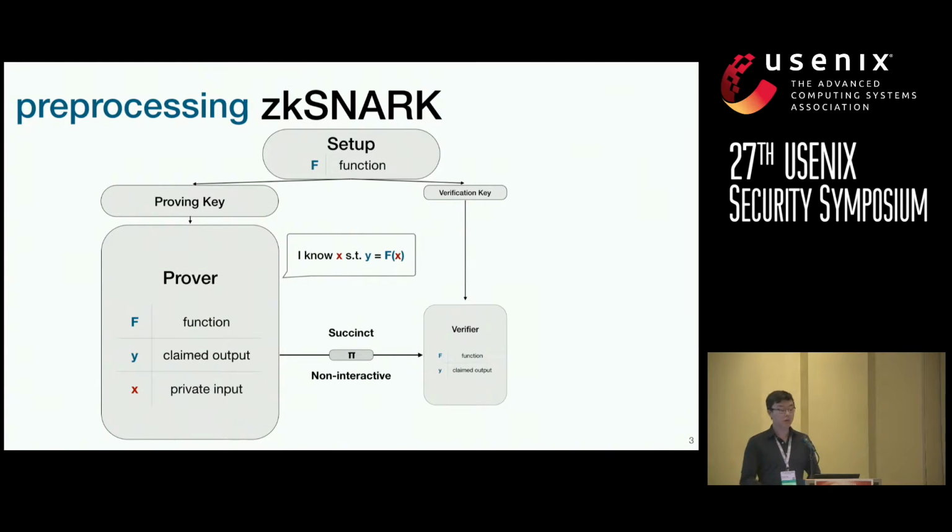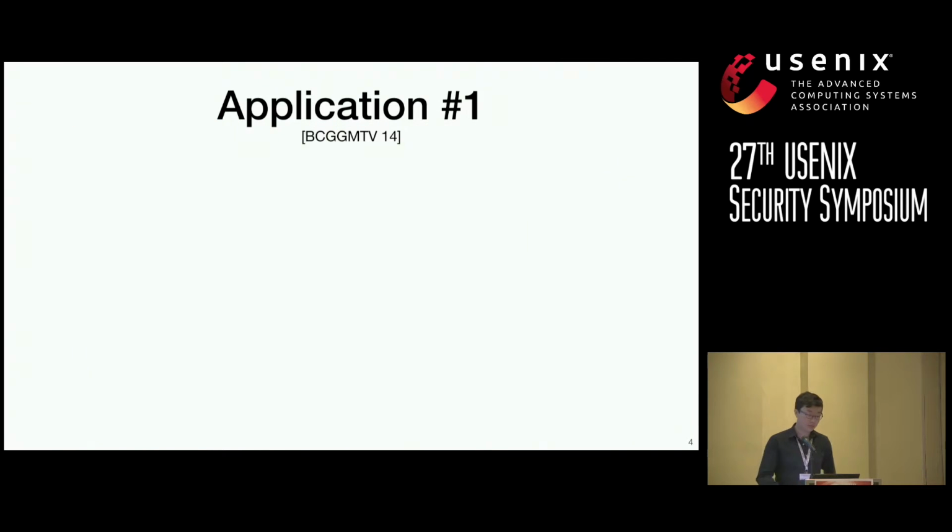One particular type of ZK snark that we're going to look at today is a pre-processing ZK snark. And this is one where you have a setup that takes as input a public function f and produces two outputs, a proving key and a verification key. Note that the proving key here is significantly larger than the verification key. And overall, ZK snarks have many interesting applications, two of which we'll discuss today.